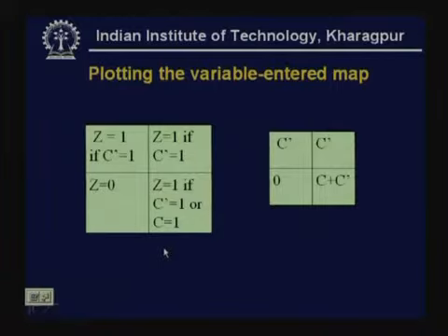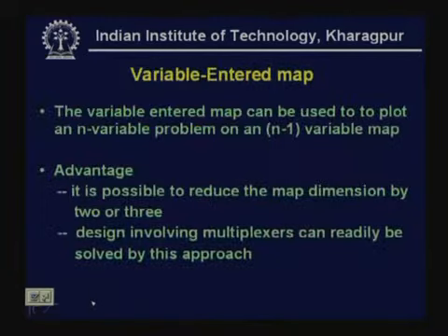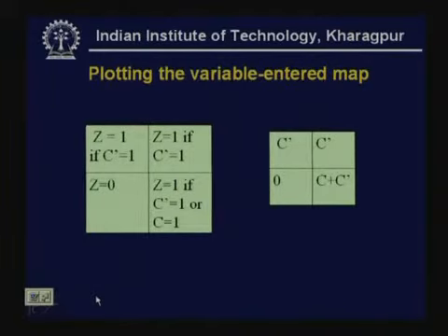Now, see that again. See here, if we draw the normal Karnaugh map, the first thing is that variable, or the Karnaugh map for that ABC.